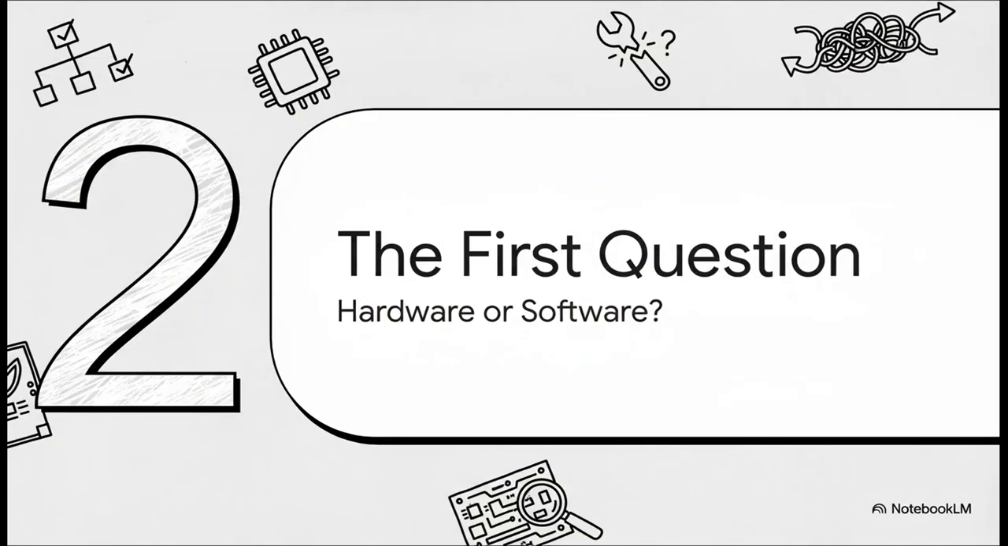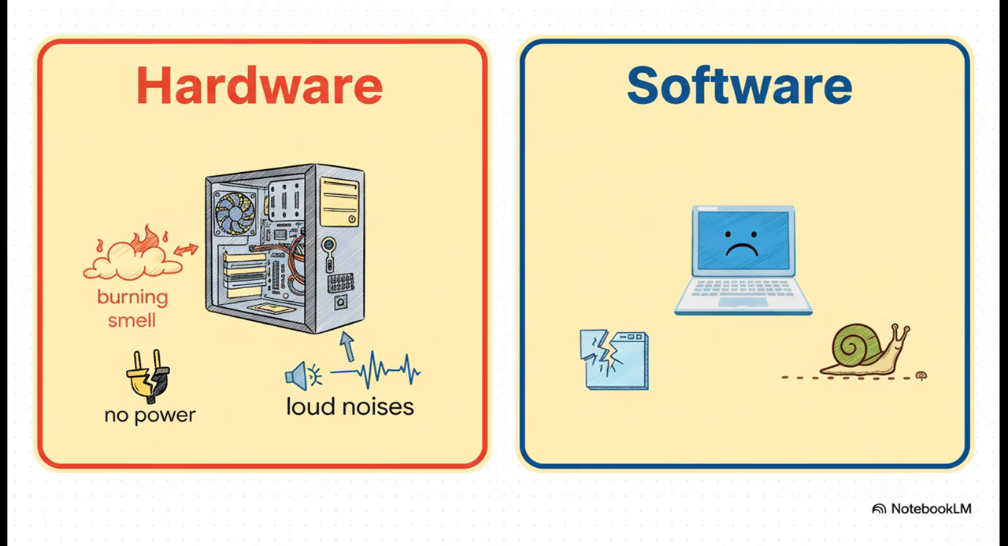All right, step 1, identify the problem. Before we get lost in the weeds, we have to answer the biggest question of all. Is this a physical problem with the machine's parts, the hardware? Or is it a glitch in the code that runs on it, the software? The difference here is often about your senses. Hardware failures are things you can often see, hear, or even smell. You hear a grinding noise, you smell something that smells faintly like burning plastic, or there's just no power at all. Software failures, on the other hand, usually pop up when the system is already trying to run. You know, the infamous blue screen of death, apps crashing, or just everything slowing to a crawl.